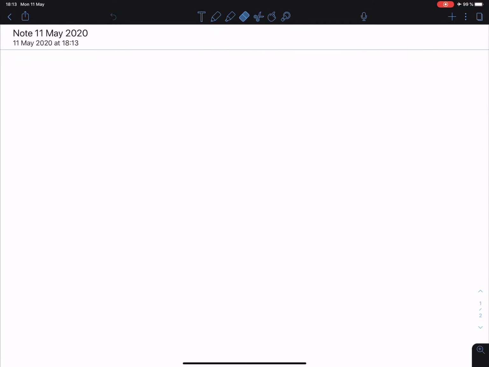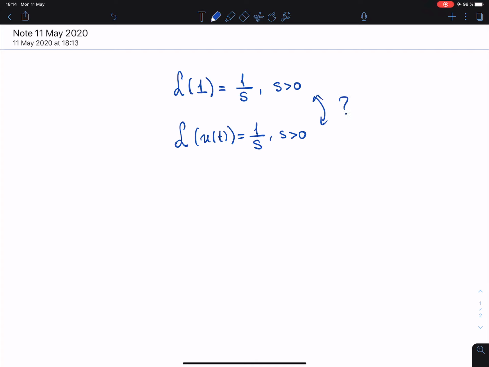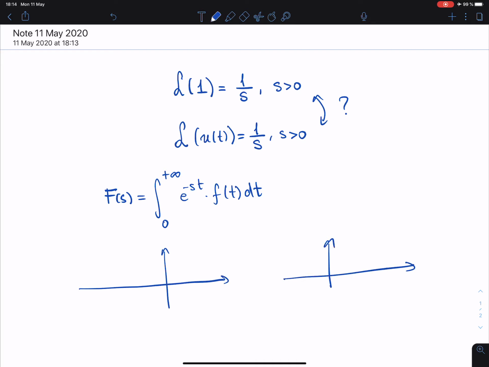Now, what I wanted to say here is that the Laplace transform of the function 1 is 1 over s. And now we have already seen that the Laplace transform of u(t) is also 1 over s. And the question is, does this make sense? And the answer is yes. Why? Because the definition of the Laplace transform is the integral between 0 and plus infinity of the exponential times the function. So, if I have two functions that look exactly the same from 0 to infinity, they will have exactly the same Laplace transform.